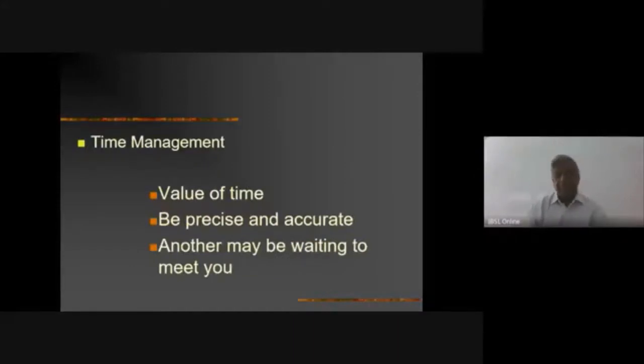Time management is very important. I am always telling you, the value of time is very important. Be precise and accurate. So don't drag the discussion.